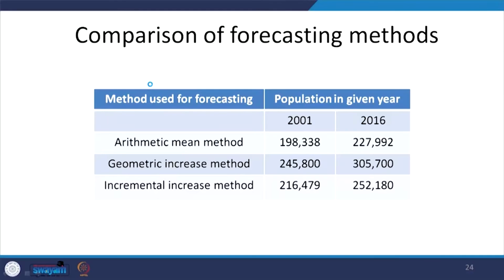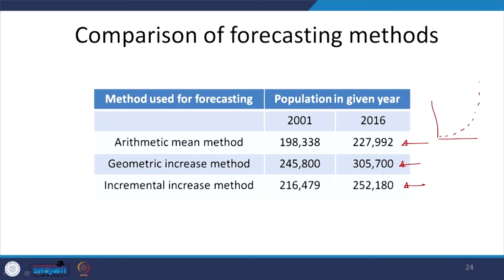Let's move on. So what do we have here? Comparison of the values we obtained from each of these methods. Let's just look at, let's say, 2016. So arithmetic mean, geometric mean and incremental. So obviously constant rate, relatively lesser value. Incremental increase, higher value, assuming that it's an exponential increase, it will look something like this. So that's what we have out here, right?